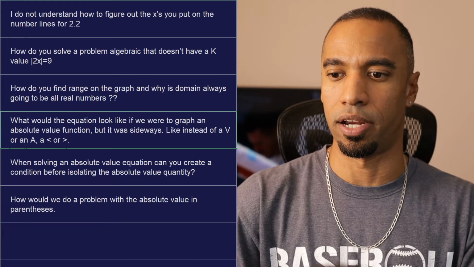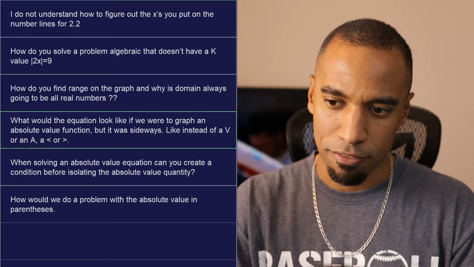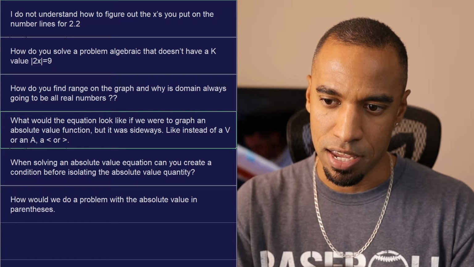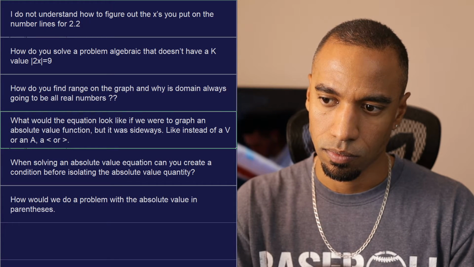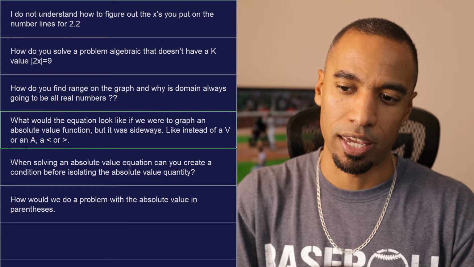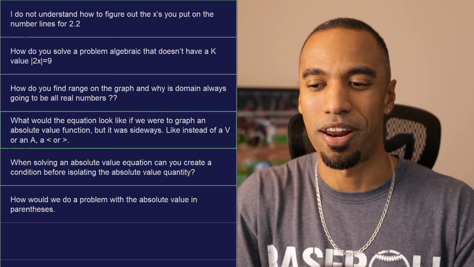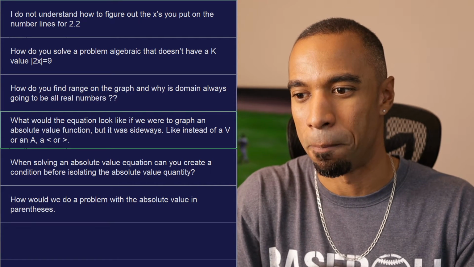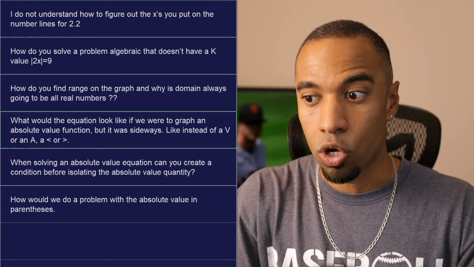Let's do 3 more here. Next one. What would the equation look like if we were to graph an absolute value function, but it was sideways? Like instead of a V or an A, a less than or greater than? Okay, V is the V-shape. Are you trying to do an upside down V? Oh, that's not less than or greater than. Sideways. I read the question first and I interpret it second. So they're asking, what would the equation look like?